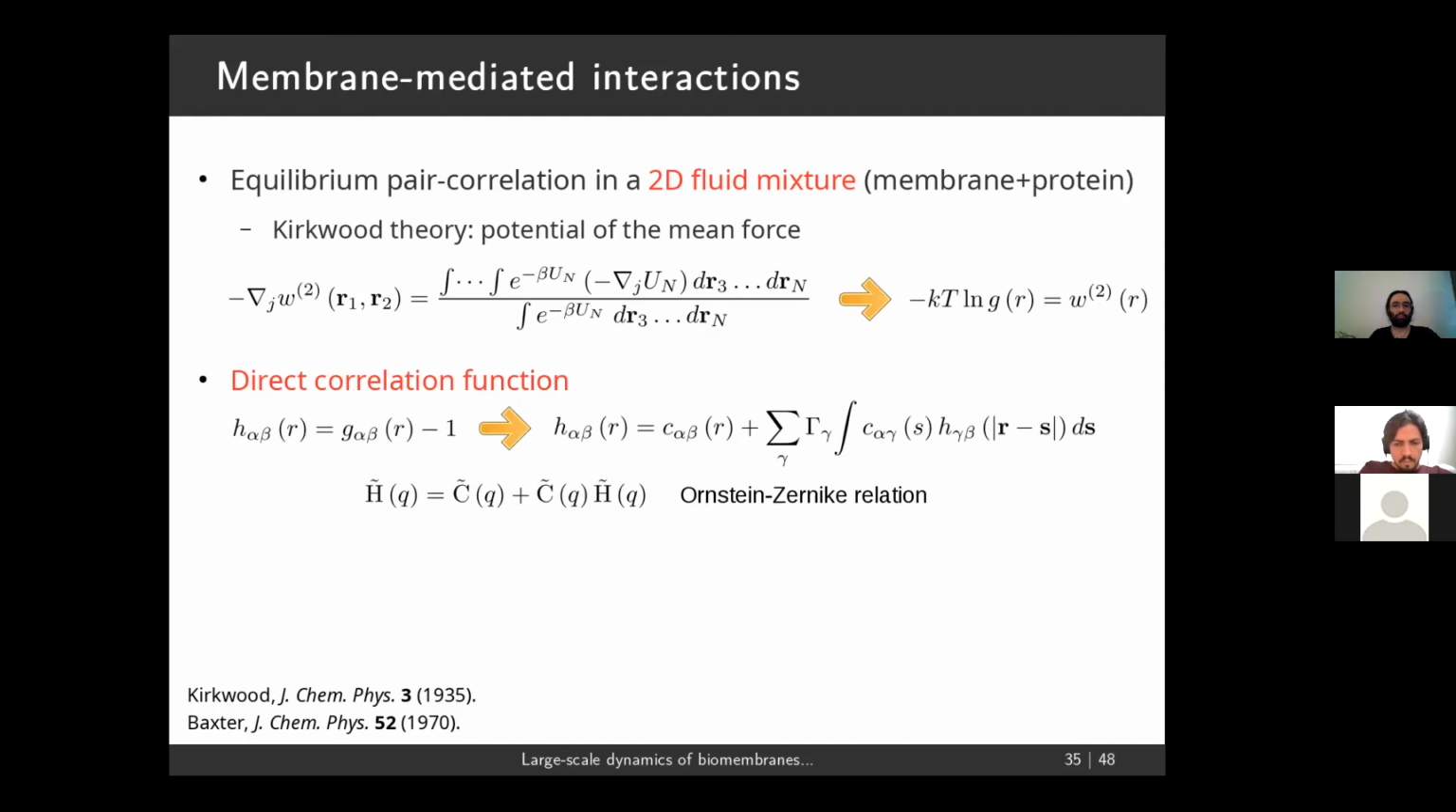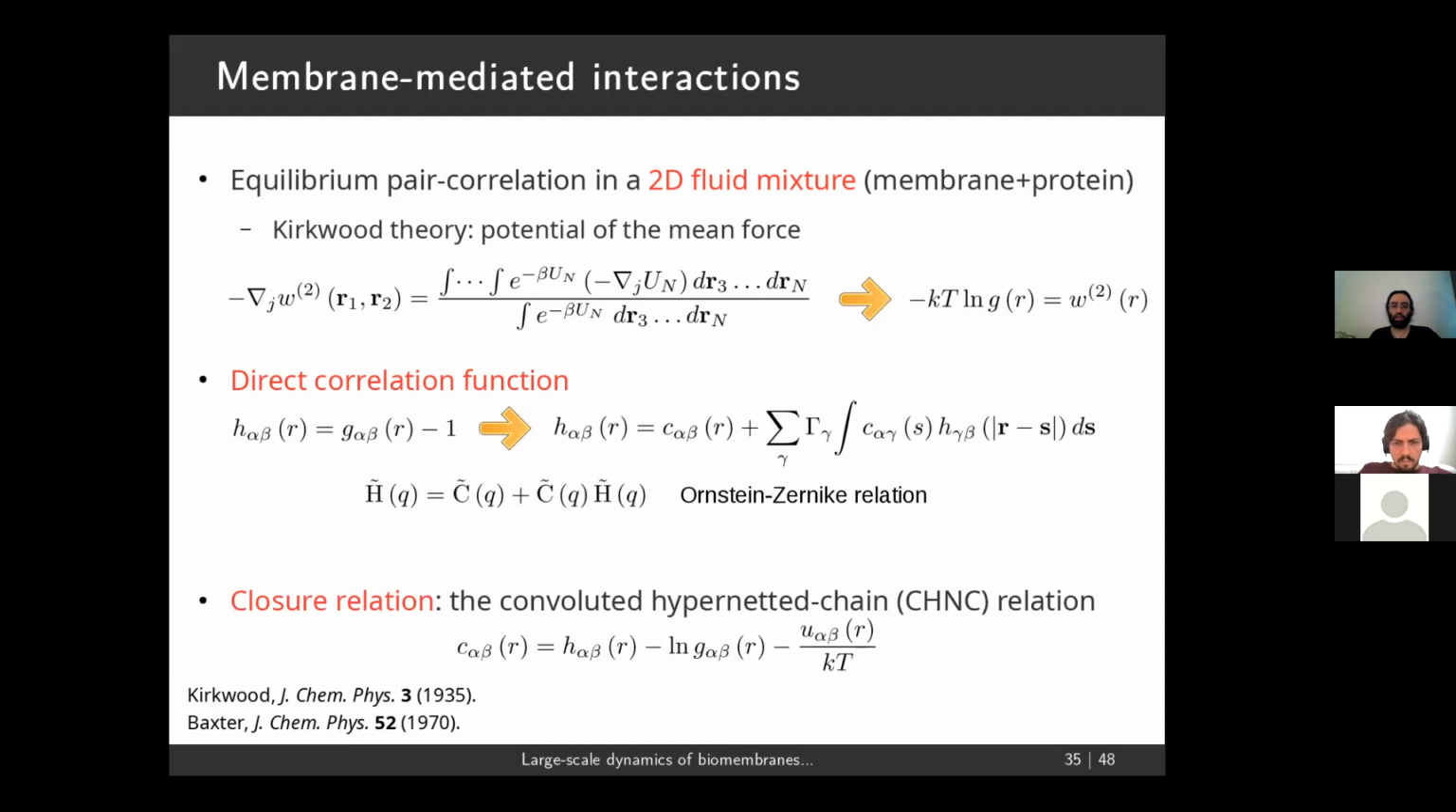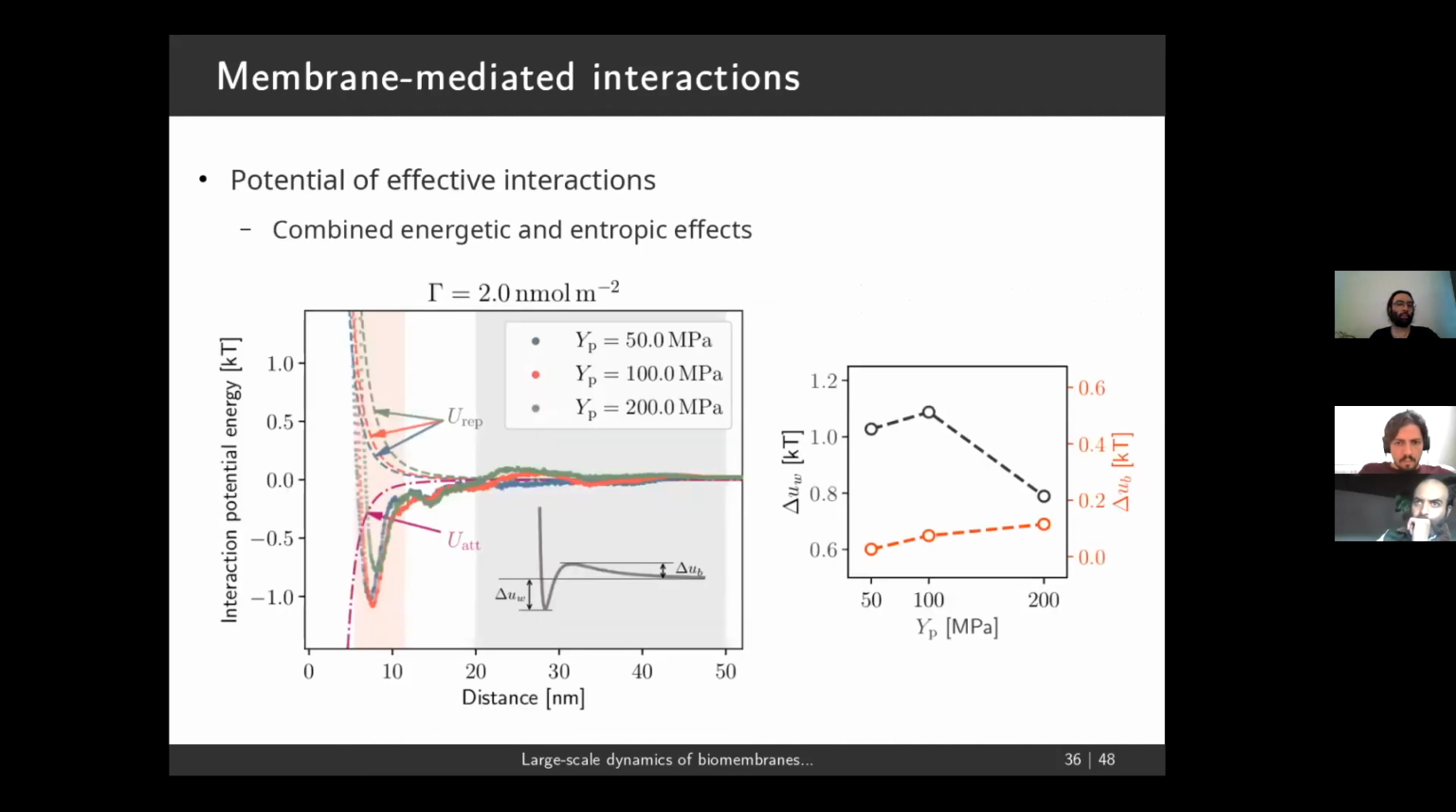And so I used a direct correlation function described by the Ornstein-Zernike equation and the hypernetted chain closure, so to say. This expression shows that if you prescribe the potential, you get the resulting pair correlation function. And that's all there is to it. So it's kind of an inversion.